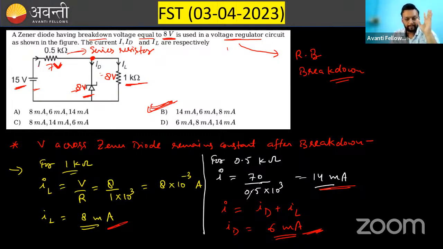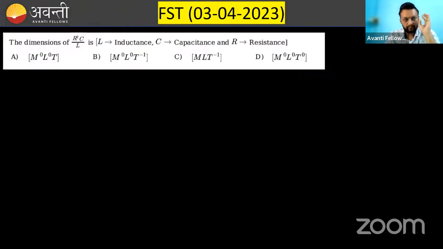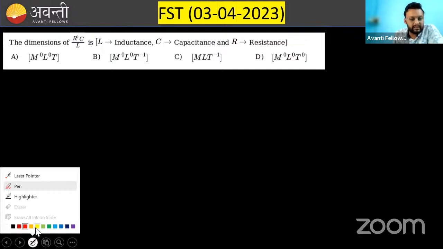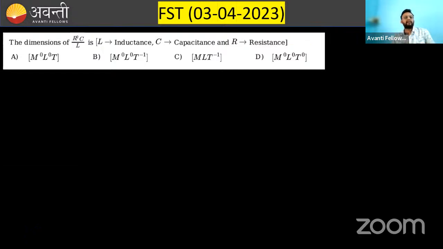Moving further. Again, the question is the dimensions of R square C by L. One method is very simple, in which you write the dimension of each and every term. Another thing that I think will be beneficial for you: they are saying R square C by L.